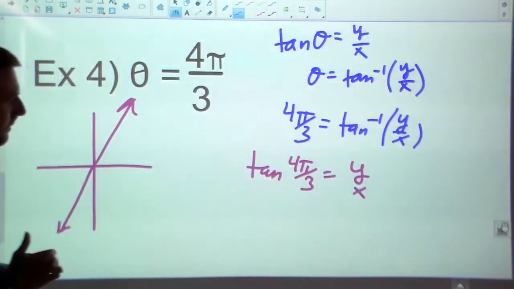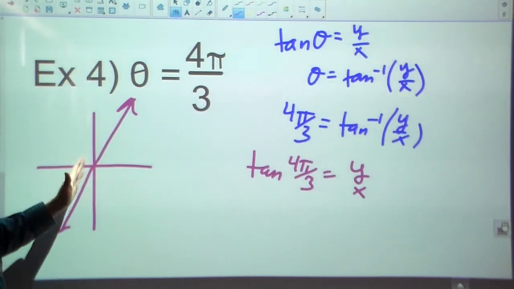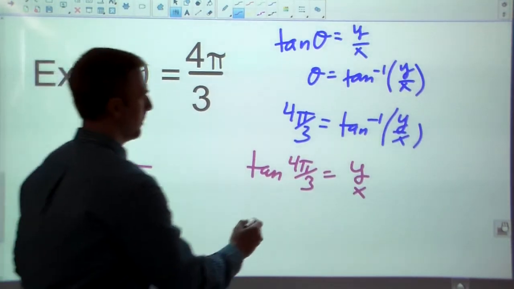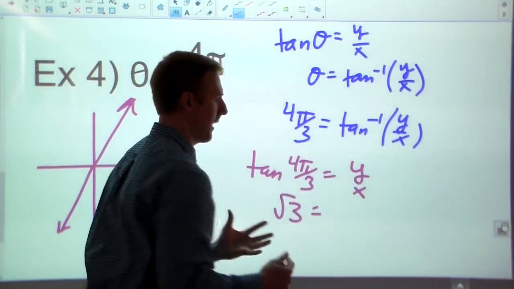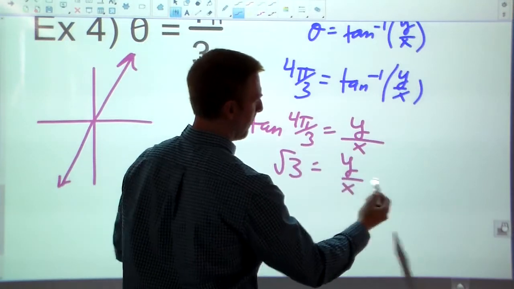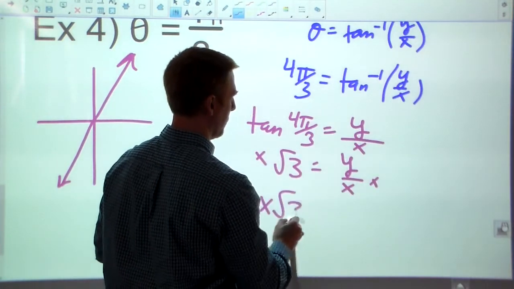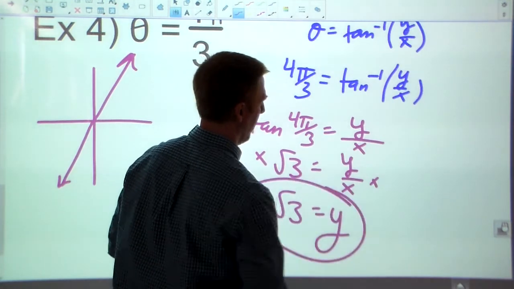All right, well, tangent 4 pi over 3, third quadrant, so it's positive. Reference angle is pi over 3. So that is square root of 3. However you want to reconcile that, it is the square root of 3. To wrap it up, multiply both sides by x. So x square root of 3 is your equation.